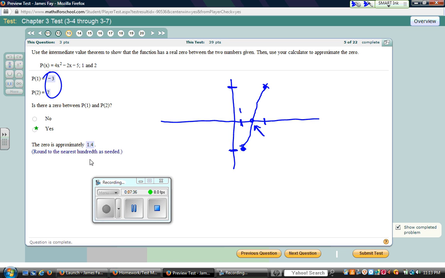There you would type this into y1 and go into second calc. Go over to your 0 option, I think it's option 2, and then choose a left bound, which would be a number to the left of where you think your 0 is, and then choose a right bound, which is a number to the right of where you think your 0 is. Hit enter on both those. It's going to ask you to guess. Hit enter again, and then it's going to find that 1.4, and you'll just need to round that to the nearest one.